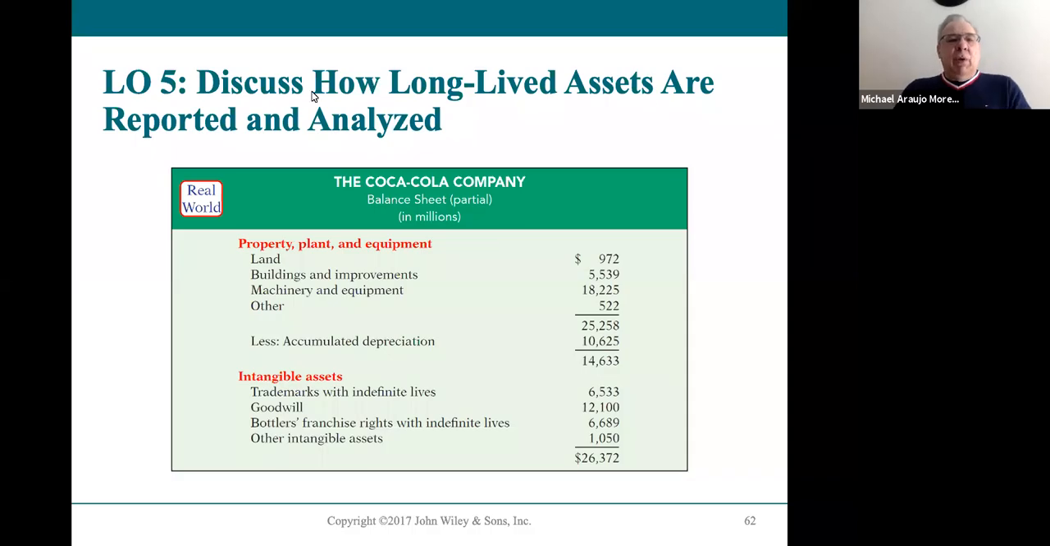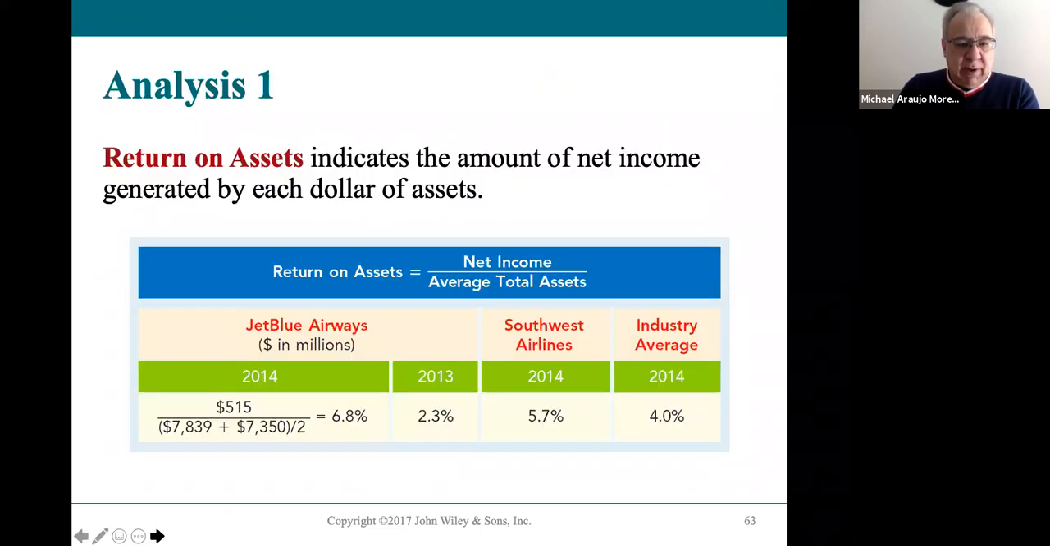Okay. So learning objective 5 in this chapter finishes chapter 9 with some analysis. And so here you have examples first of how property, plant, and equipment and intangible assets are reported on a balance sheet. So here for Coca-Cola, their partial balance sheet just showing property, plant, and equipment, and their intangible assets are listed here. Okay. So that's important to know.